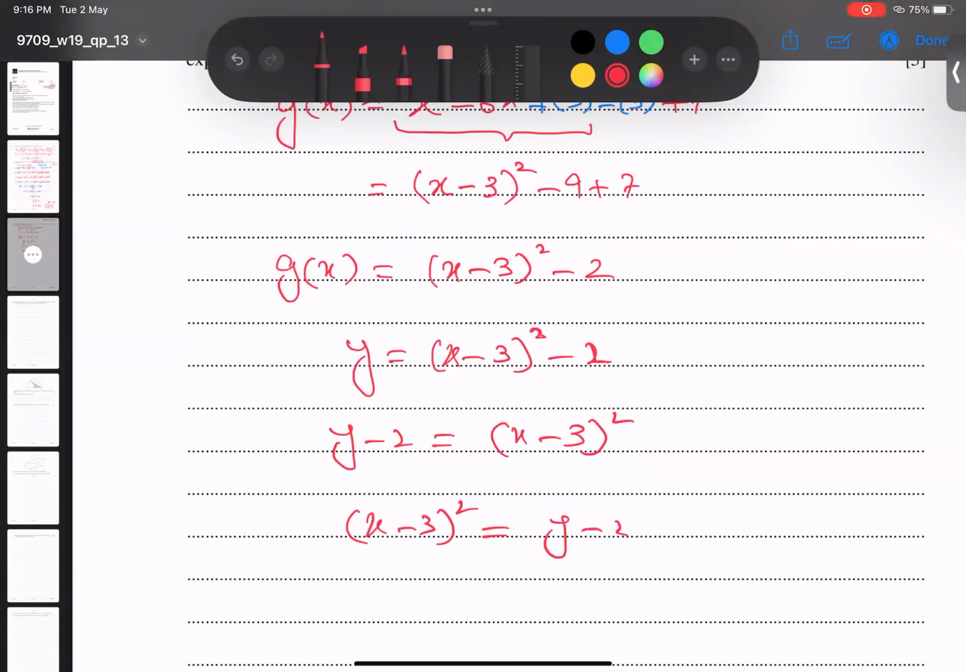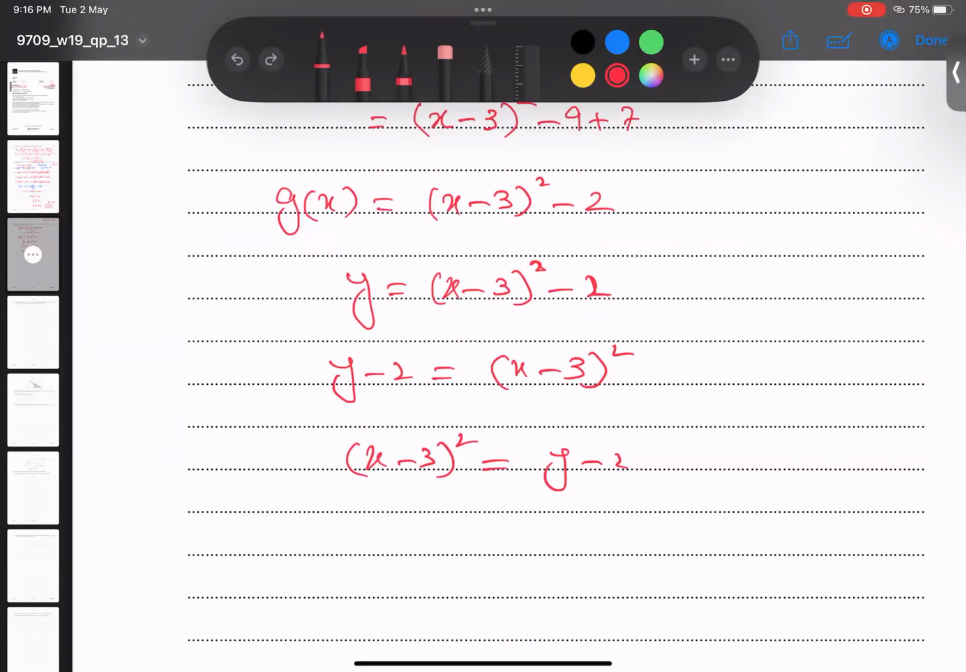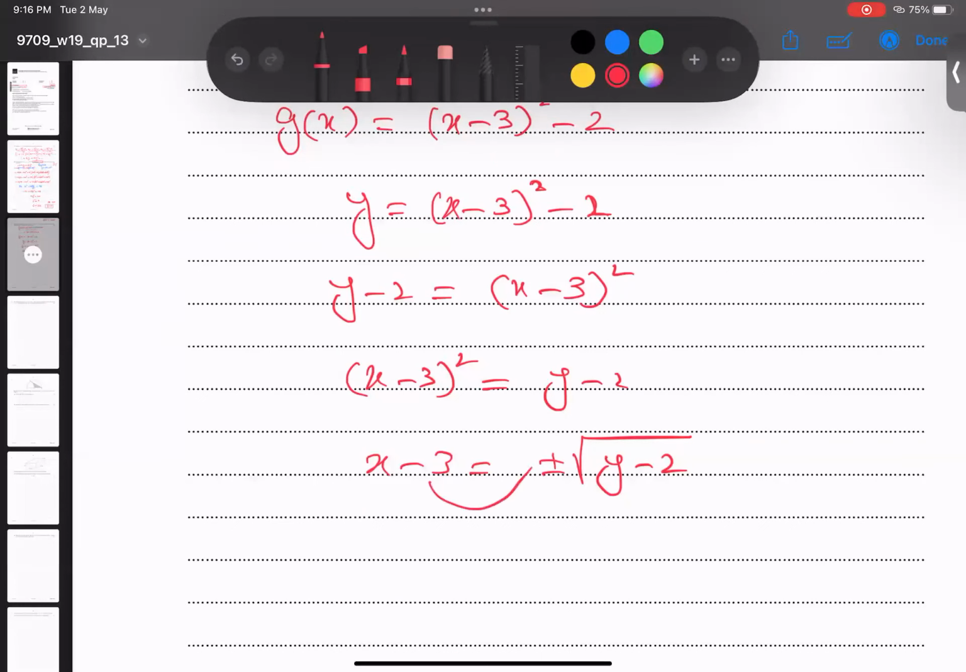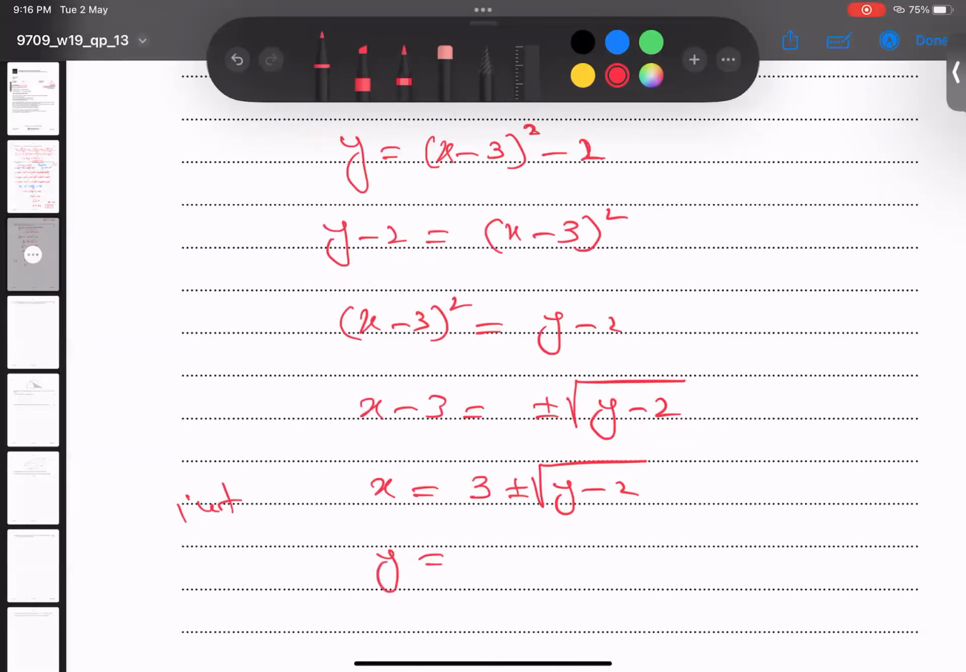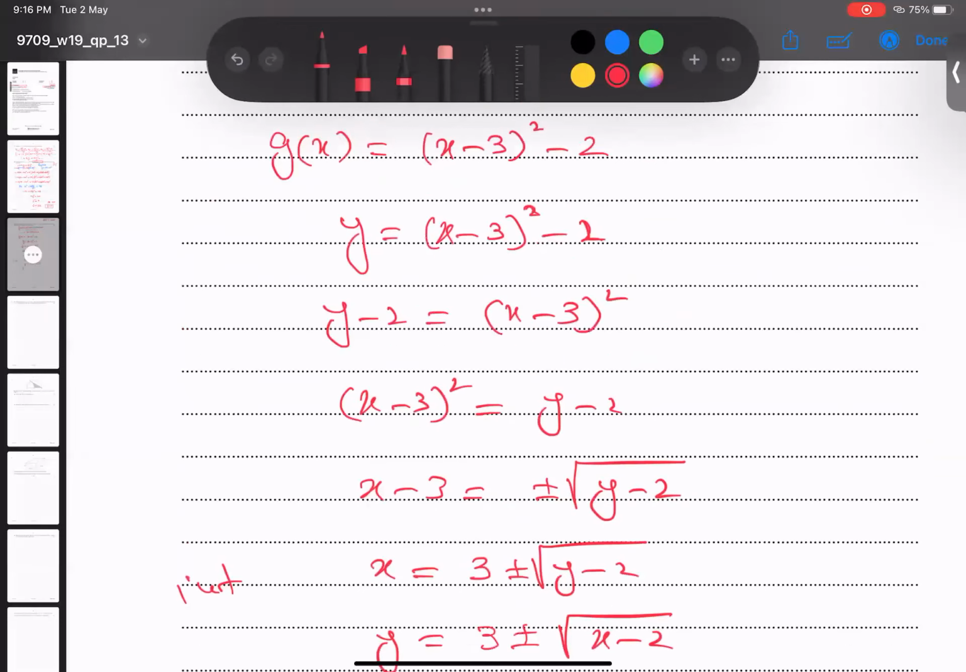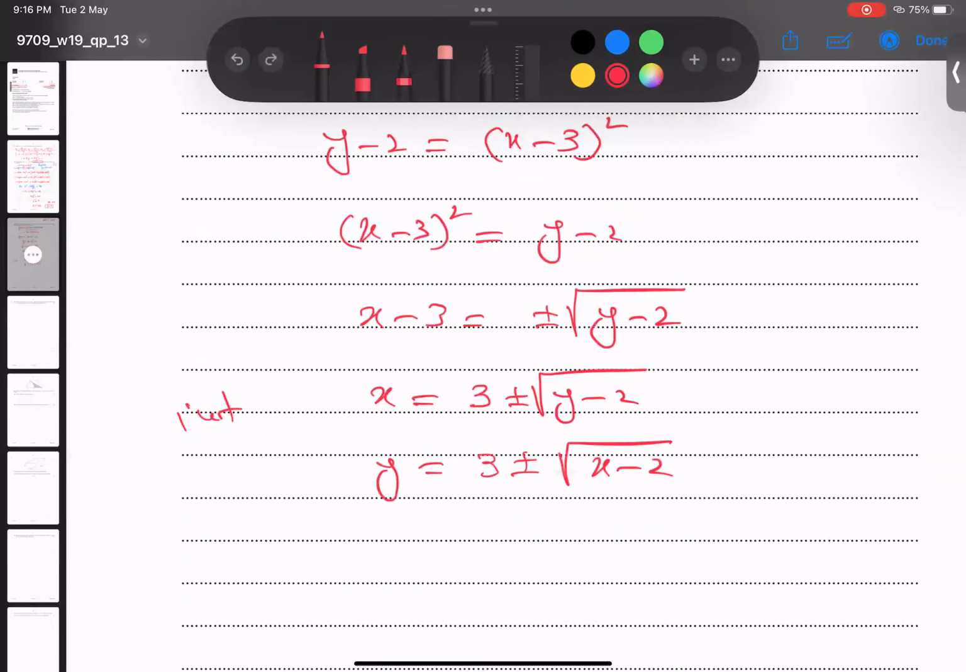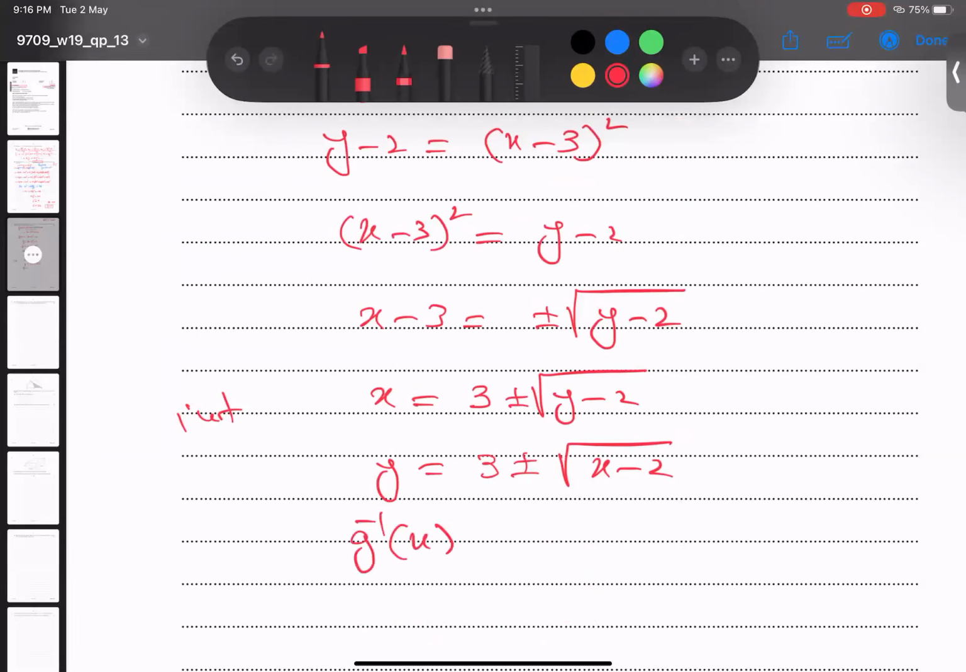When you switch completely, no sign will change. Make sure of the rule of algebra. How to remove this power 2? Root of both sides. I will get here plus and minus. Make sure. All right. And this 3 will go there, here minus, there plus. I get 3 plus and minus square root of y minus 2. Interchange, x becomes y and y becomes x. And this is called G inverse, g of x, sorry. So here I get G inverse of x equal to 3 plus and minus square root of x minus 2.